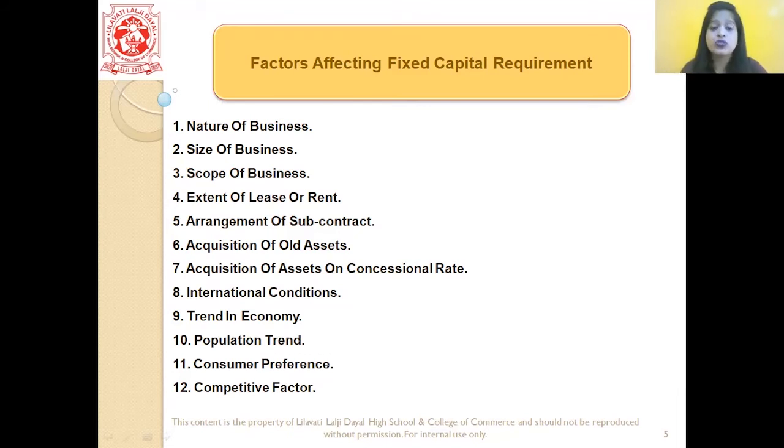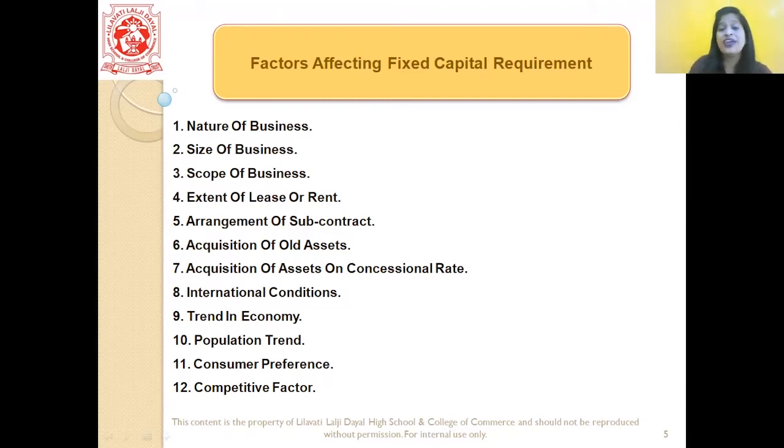Seventh one, acquisition of assets on concessional rates. If you want to purchase assets, and you have in mind to foster industrial growth at a regional level, the government will provide land, building, and material. Here, students, it can be made available to you at a concessional rate.